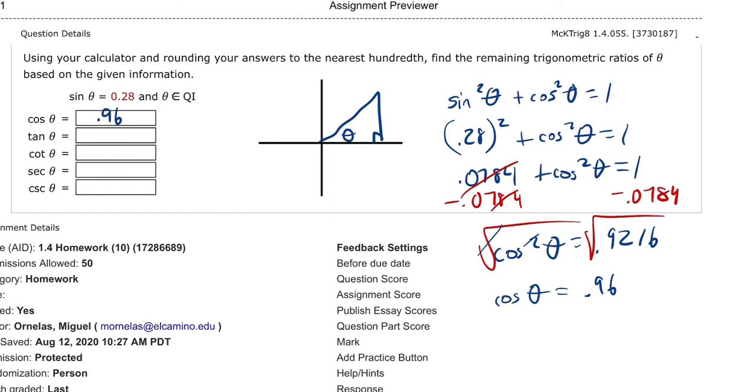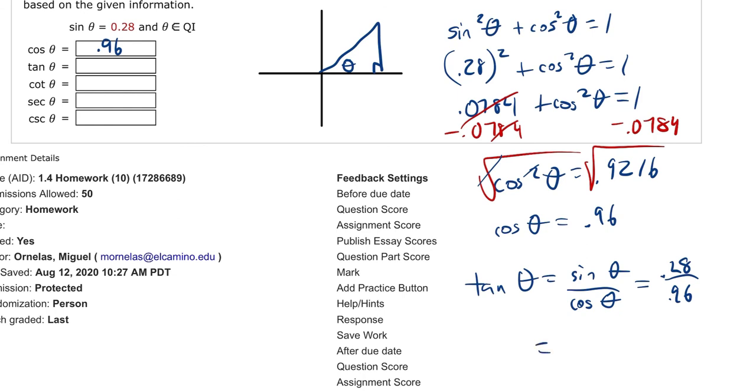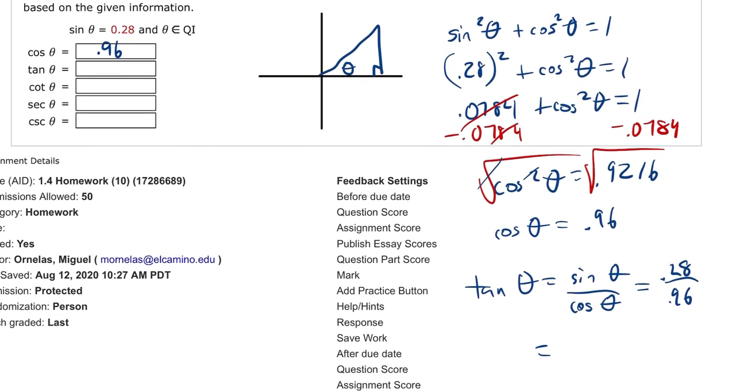All right. Now, once you have sine and cosine, the rest of these should be pretty straightforward. So to get tangent, you would do sine divided by cosine. So tangent is sine divided by cosine, which in this case would be 0.28 divided by 0.96. And you should get a repeating decimal, and they want us to round to the nearest hundredth, so that would be 0.29. That would do it right there, 0.29.